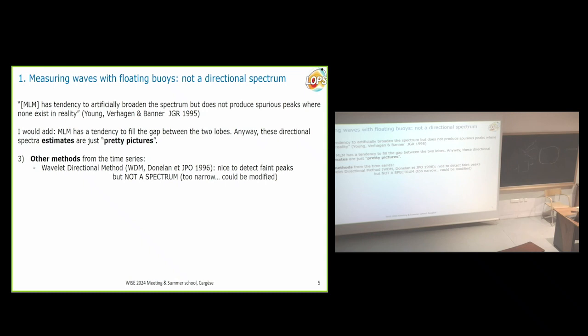And there's obviously other methods. So Mark Donelan and others have proposed this wavelet directional method. So basically, you look at the time series, and you would say that at any given time, there's only one wave train coming from at one frequency. So it's actually a really nice method for picking out faint peaks that may be coming from the sides. But it's not producing a directional spectrum in the sense that its moments would be what would be measured by the buoy directly. So I think that method actually could be modified to not have the bias on the spreads, but if you use it as such, it would give you spectra that are too narrow.